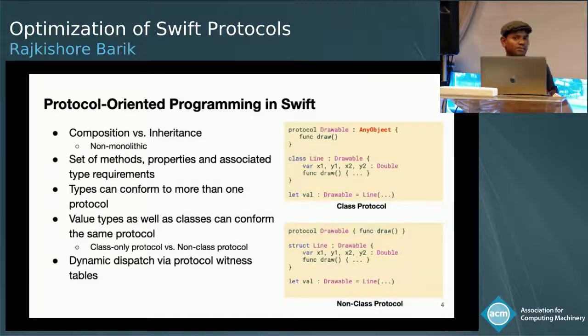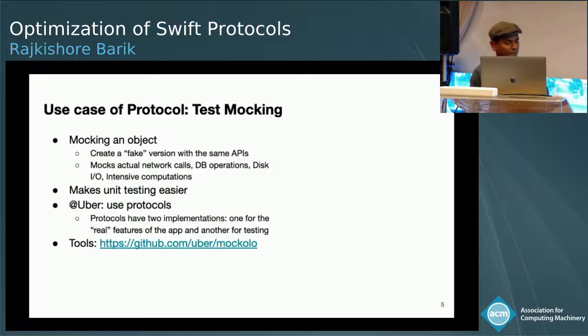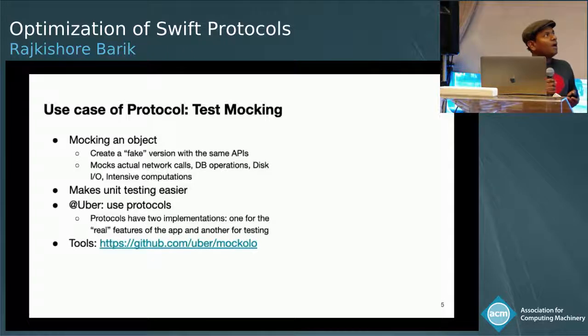What is interesting here is that if it is a non-class protocol, both value types and reference types can implement this protocol. And these protocols also have dynamic dispatch, like vtables in C++, and this comes through a protocol witness table. Looking at how protocols are used and primarily classifying them, we see at Uber many of these protocols are used for test mocking.